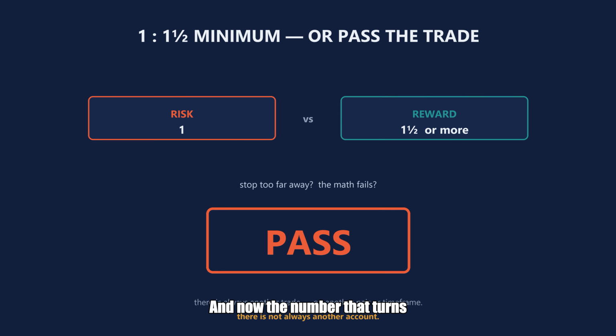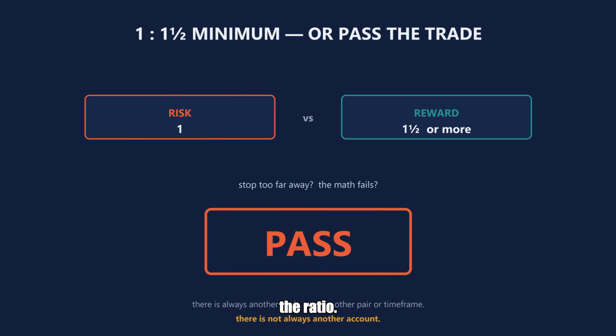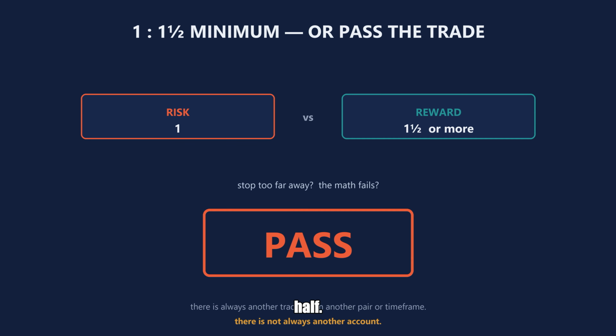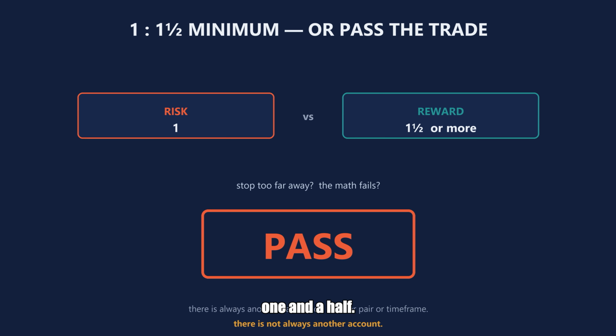And now, the number that turns all of this into a business, the ratio. Minimum 1 to 1.5. Risk 1 to make at least 1.5. Measure it before you click. Distance to your stop versus distance to your target. If the nearest valid target doesn't pay 1.5 times your risk, check the next one. And if the stop is so far away that no target makes the math work, here's the golden rule of the entire method. Pass on the trade. Walk away. Then go find another setup that does meet the requirement, on another time frame or another pair. There is always another trade. There is not always another account.